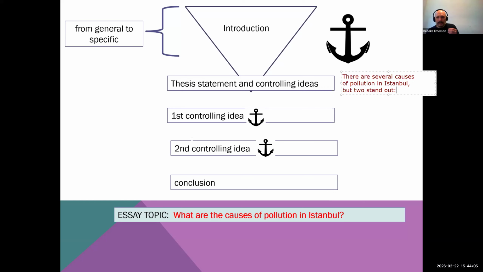But two stand out, and that way, it's really helping you to anchor those ideas, because once you have the anchors, there are several causes of pollution, but two stand out, and what I'm going to come to, you'll see in a second, are cars and factories. I found after I did a brainstorm, that's what I came to. So my first paragraph will be about cars, which we just did, and my second paragraph will be about factories. And then we'll have the conclusion. So let me erase that.